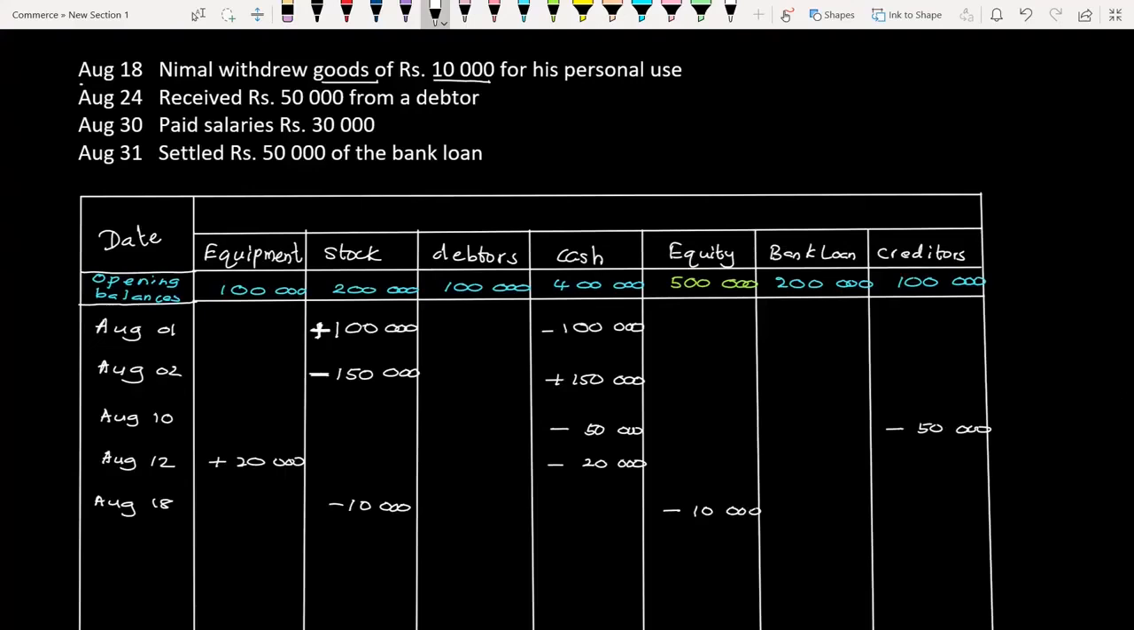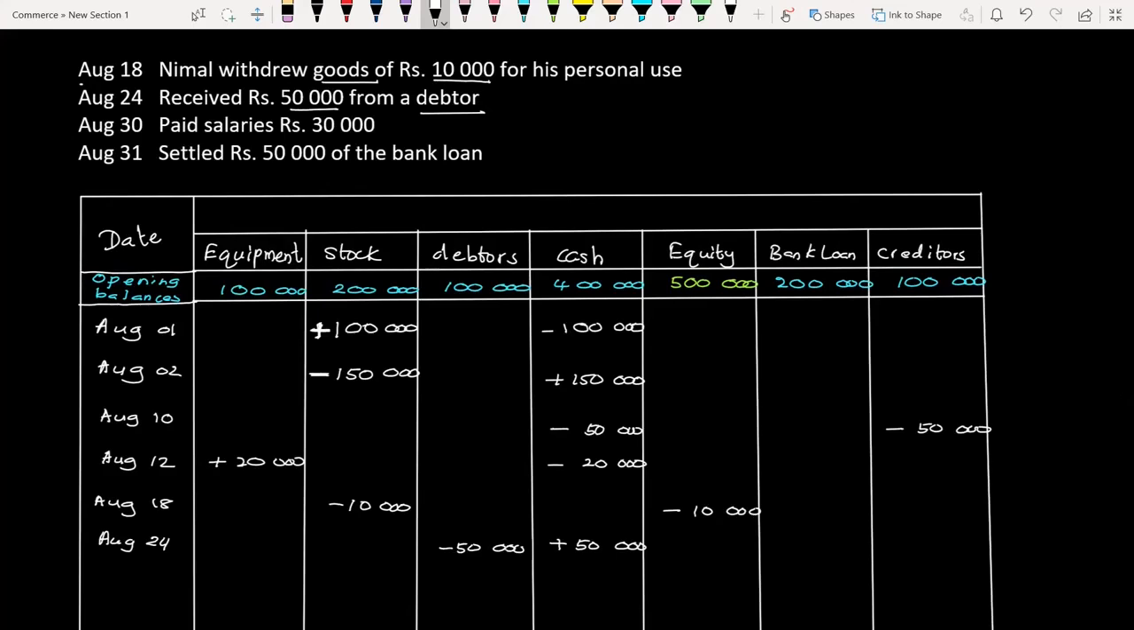Right, the next transaction is received 50,000 from a debtor. August 24 here. Right. Now, when the business receives cash from a debtor, business cash increases by 50,000 rupees. So in the cash column, plus 50,000. And then the asset called debtors decreases by 50,000 rupees.